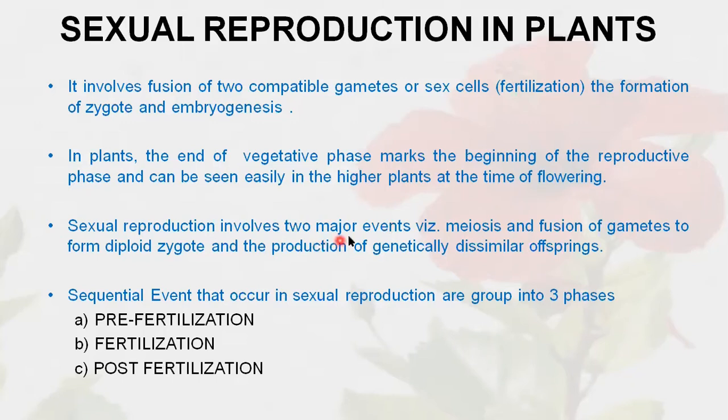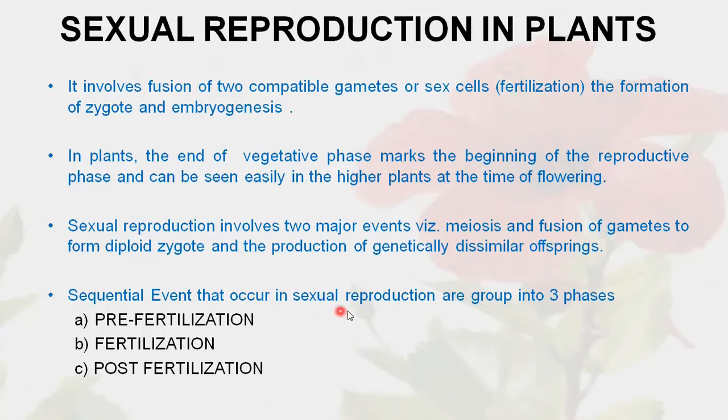Sexual reproduction involves two major events, namely meiosis and the fusion of gametes to form diploid zygote, and the production of genetically dissimilar offspring. Means the offspring will be genetically dissimilar to their parents, for identification and survival.